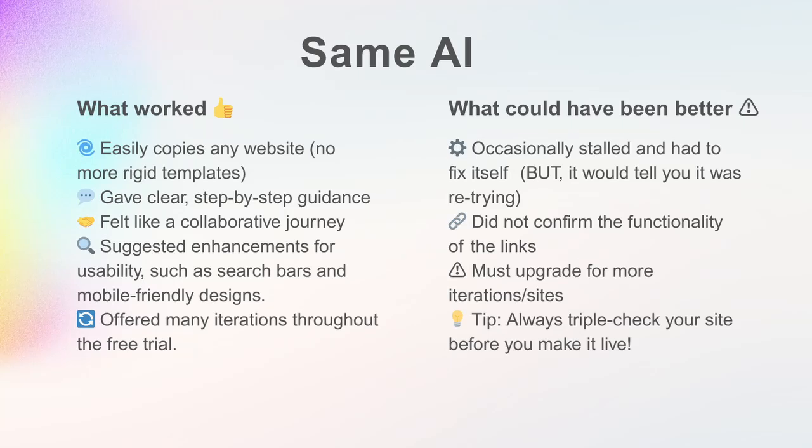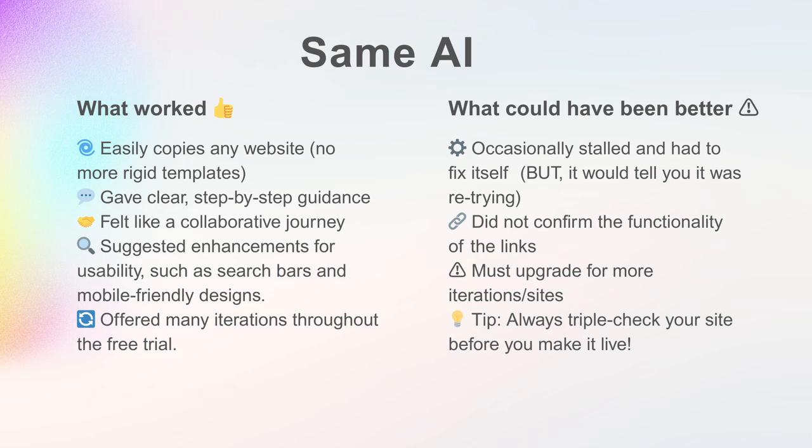Some things that I loved about using Same.new was it could clone any website out there and then tweak it or personalize it. So I didn't have to choose from any stubborn templates out there. And I could really get creative that way. I also liked that it was really easy to use and it gave smart suggestions along the way. It felt really collaborative. I love that it suggested usability boosts like search bars and a mobile layout. And there were, well, not unlimited iterations, but you could make quite a few with the free trial. Another great thing is it does have free tokens every month that refresh if you just want to use the free version. Of course, you can always buy some of your own if you want to create a lot more.